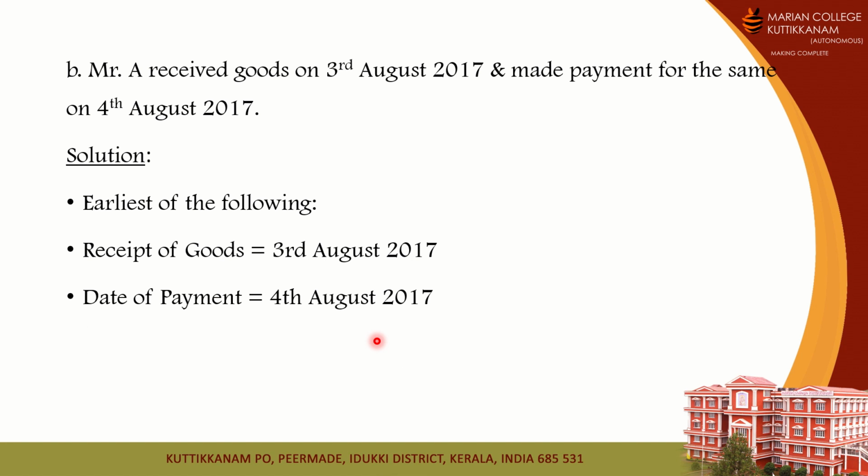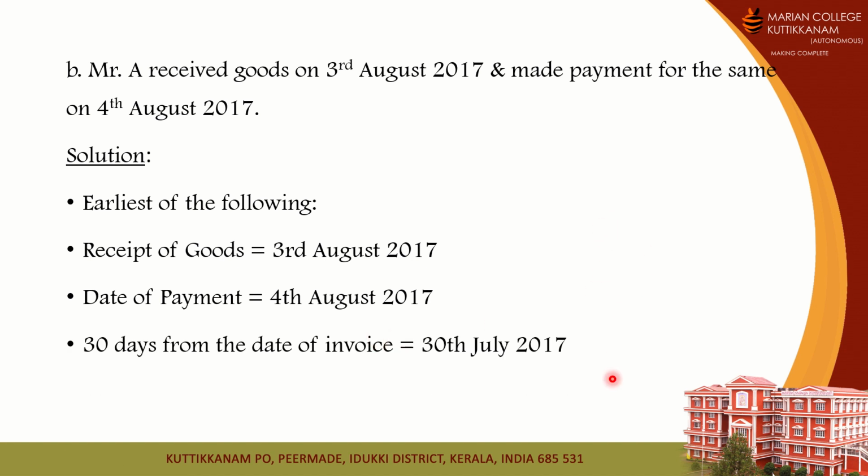The third one is the date immediately following 30 days from the date of issue of invoice. When was the date of issue of invoice in the first part of the question? That is 1st July, I guess. So 30 days from there, that is 30th July. Whichever is earlier. Between 3rd August 2017 and 30th July 2017, 30th July 2017 will be the time of supply. Earliest of the following. I hope this is clear for you, right? So that is with regards to time of supply under reverse charge mechanism.